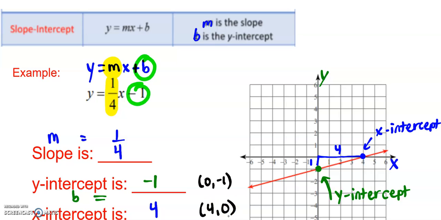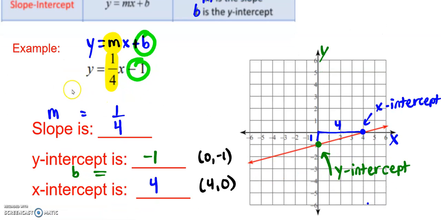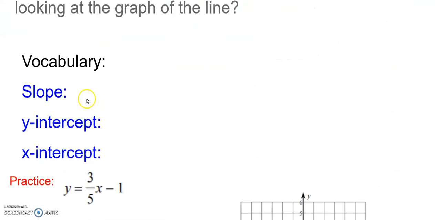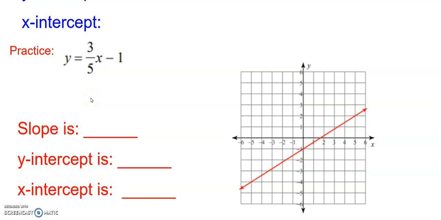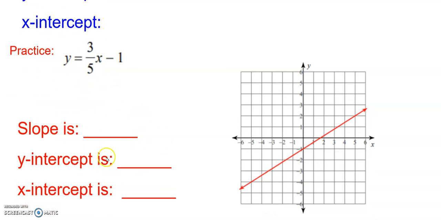Now hopefully that is review. If it is not, hopefully the color coding and identification of the letter M in the equation, or perhaps counting in the graph, has helped you to see that. So I would like you to try this practice problem for me, and then I will talk a little bit about vocab. But please try this practice problem.